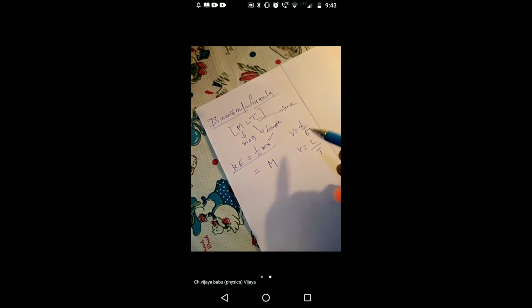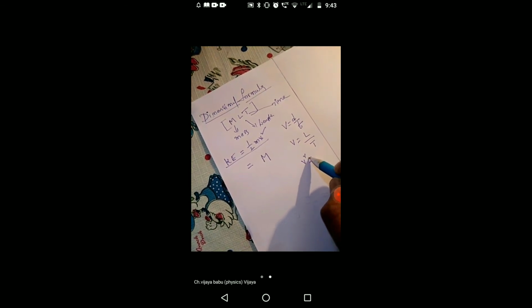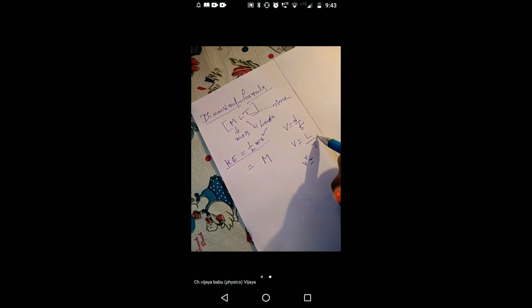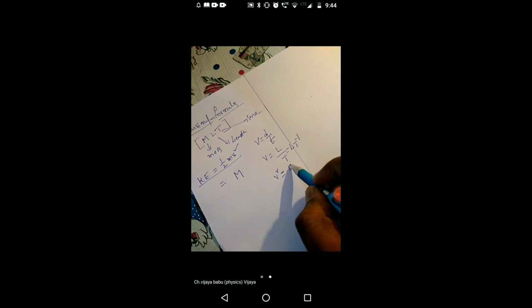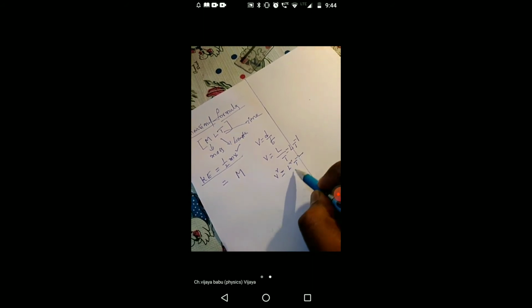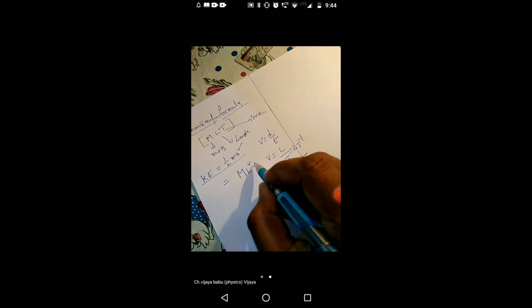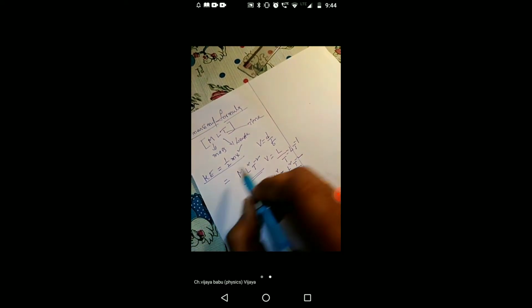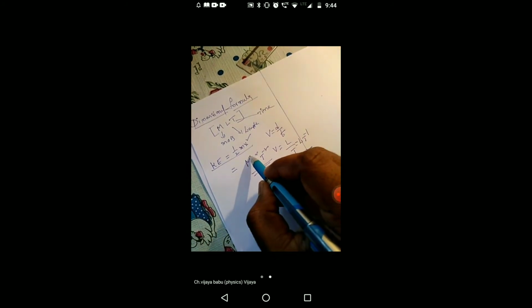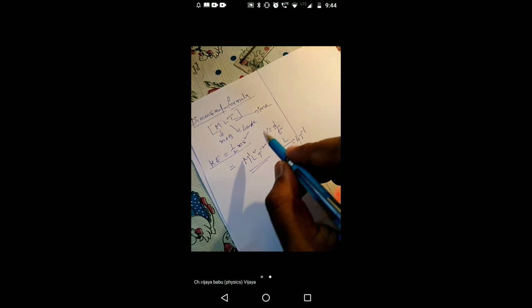It means V square means, this one you can write L into T power minus 1. V square means L square T power minus 2. L square T power minus 2 is the dimensional formula of kinetic energy. Here one also there. M or M power 1 both are same.